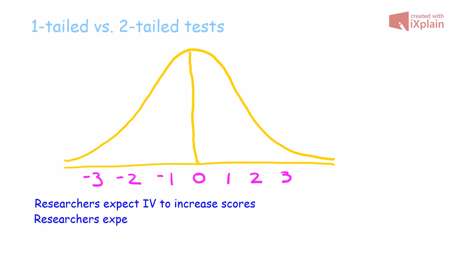Here's a different situation. Researchers now expect that the IV will decrease scores. An example of this might be that they have a drug for cholesterol. And obviously, if the drug works, they would expect that to lower cholesterol. Or maybe a drug that treats depression. If it works, you'd expect depression scores to go down.